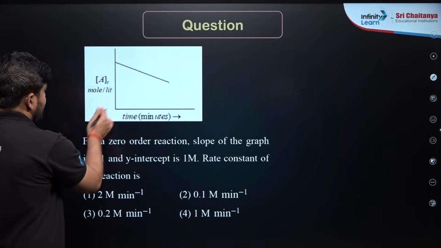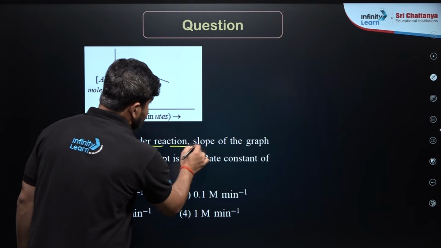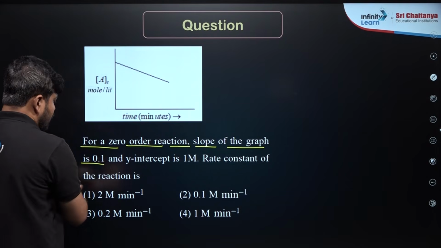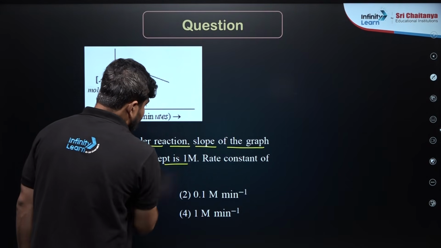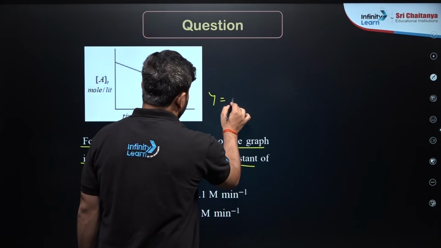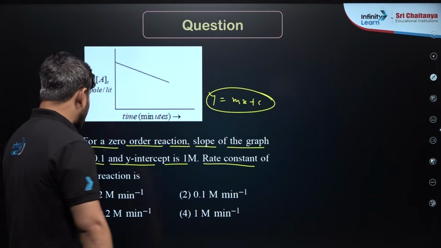Now I am coming to the next question. Here one graph is given. For a zero order reaction, they are asking about the slope of the graph, which is given as 0.1, and the y-intercept is 1 M. We can compare this with y equal to mx plus c. So if we compare this, exactly how much will k come to?